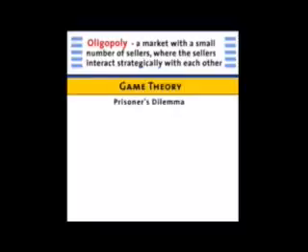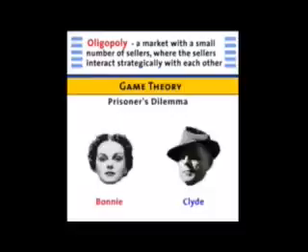Let's suppose we have two prisoners that have been apprehended at the scene of a crime, and we'll call our prisoners Bonnie and Clyde. So let's suppose that Bonnie and Clyde have been apprehended at the scene of a crime, and the district attorney has put them in separate jail cells.